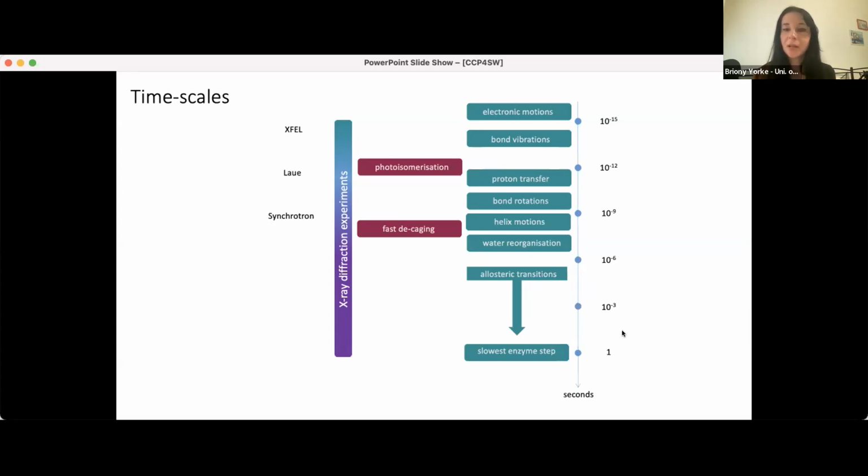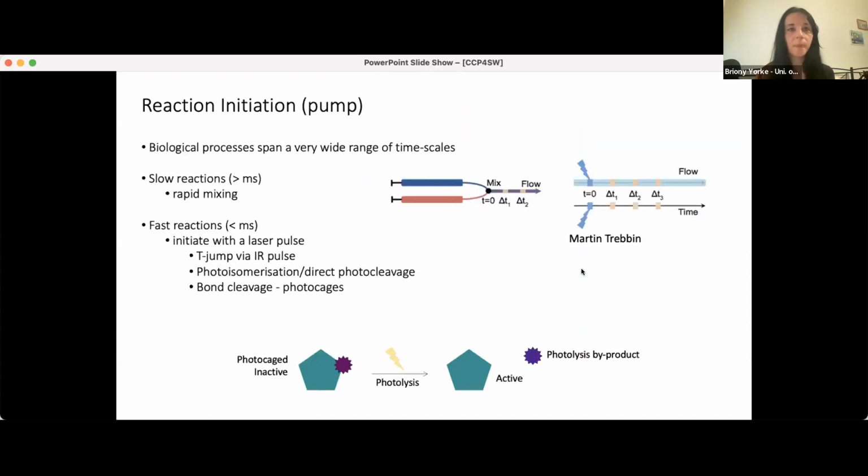Currently, the shortest exposure time that you may be able to achieve using a third generation synchrotron is around the millisecond or 100 microsecond timescale. And what I would like to do, using new methods, is to try to push that down to the nanosecond timescale, where we start to see an overlap between the X-FEL and the synchrotron.